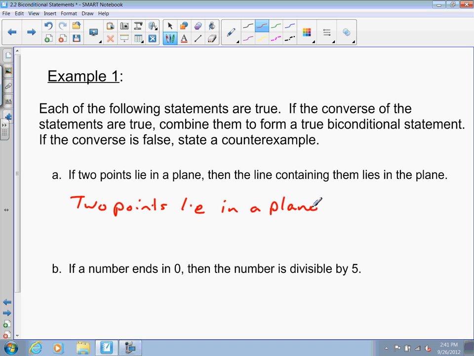Now here is the part where, so I took out the if, and I'm going to take out the then, and the biconditional part is: two points lie in a plane if and only if. And now I can do the conclusion part. If and only if the line containing them lies in the plane.